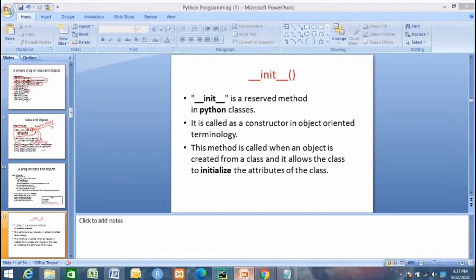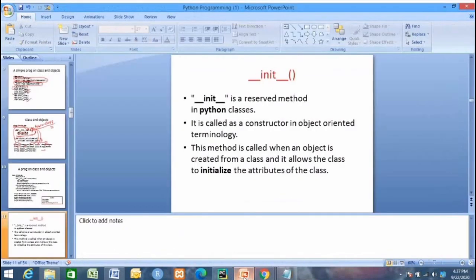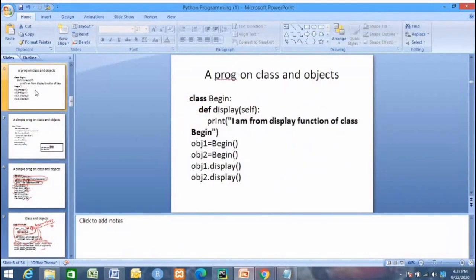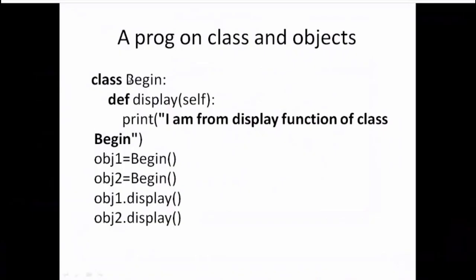Therefore, we say that this method is called when an object is created. So that means you will not call the method. Automatically, the init method will be called. As soon as an object is created, the init method is called. So now you go to the previous program. Here also object is being created, but there is no init method here. So if init method is not there, it will not be called. If it is there, then only it will be called. There is only one method here. Correct?